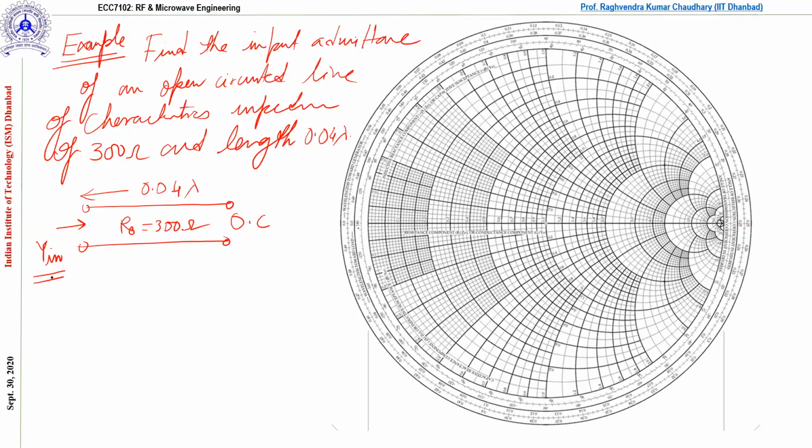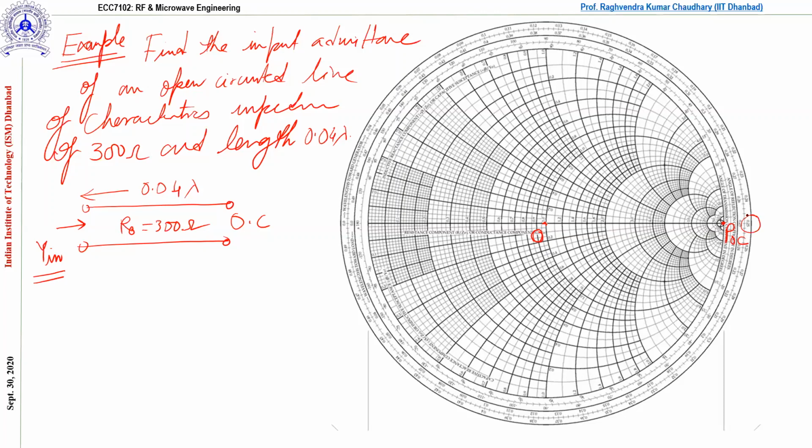First you need to find the point of the open circuit over the Smith chart. So let's mark it over here. This is O, the center, and this particular point is P, the open circuit. If you read the scale carefully, this is 0.25.